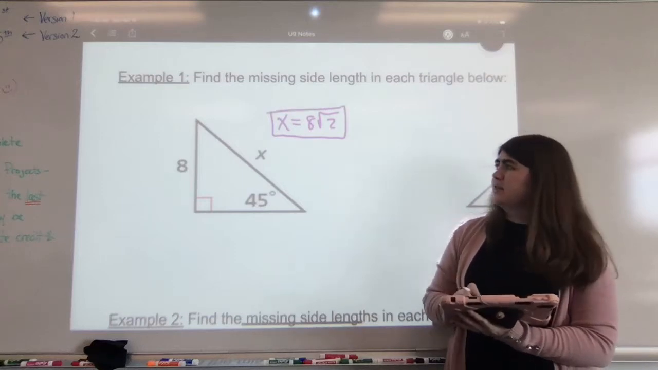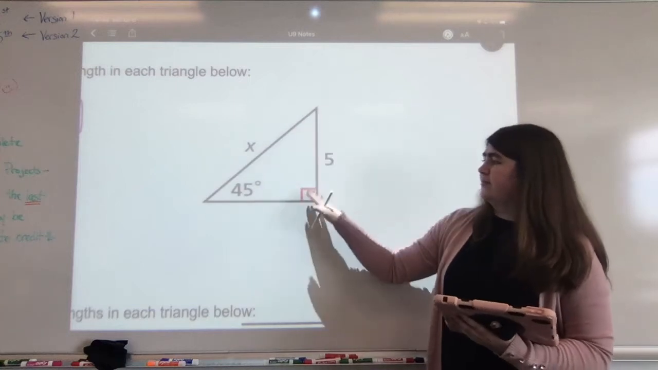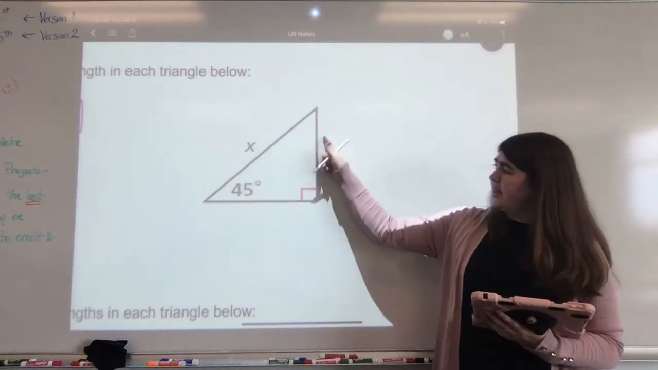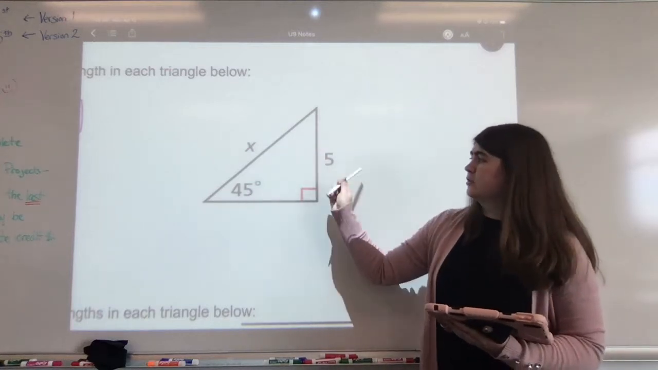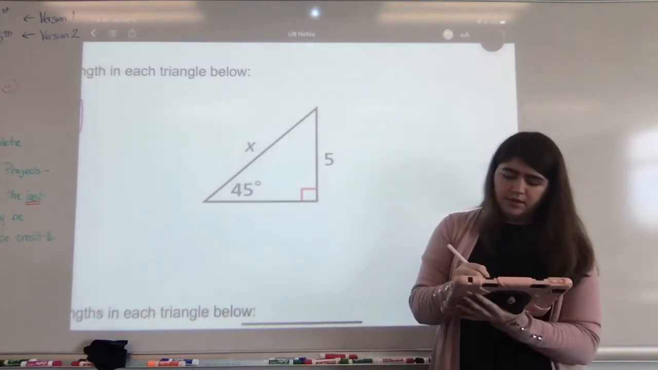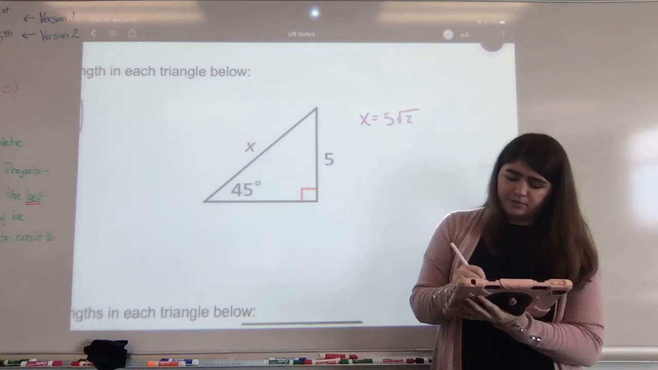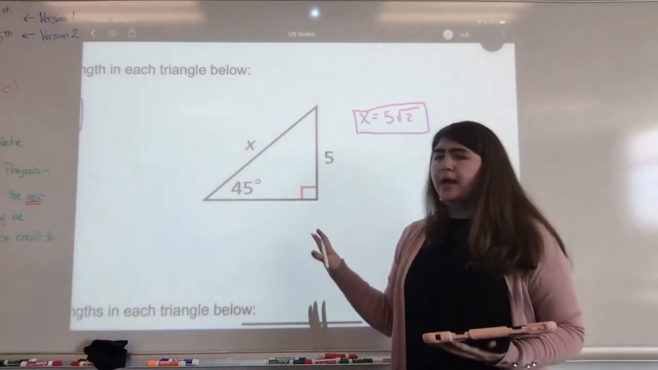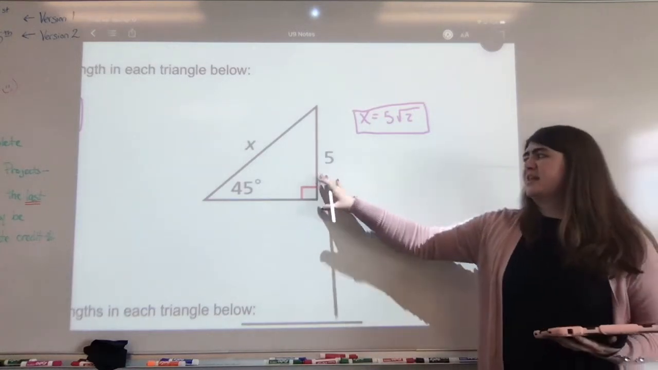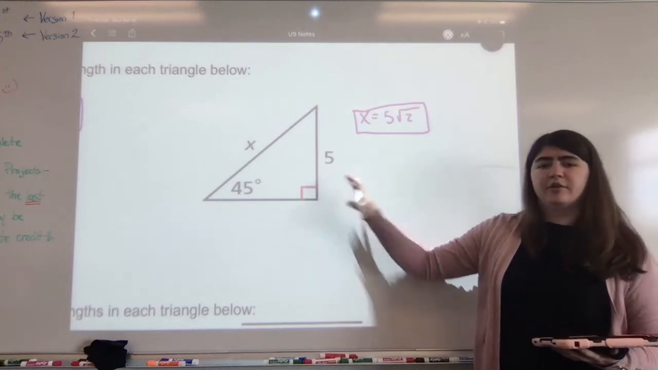All right, let's take a look at another example, same type of thing. It's a 45, 45, 90 triangle. We know the legs both have to be 5. So the hypotenuse is equal to 5 times the square root of 2, meaning our missing side is equal to 5 square roots of 2. All right, so that's what happens if you're given a leg of our triangle.